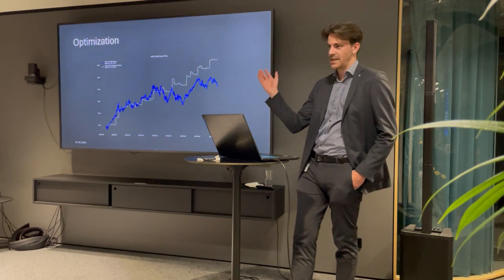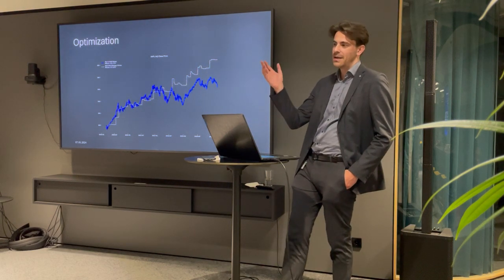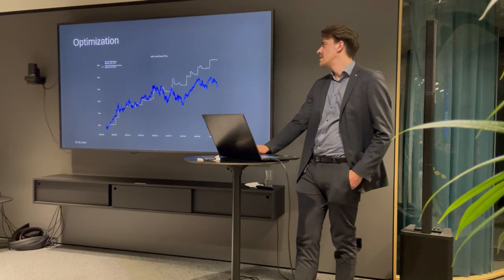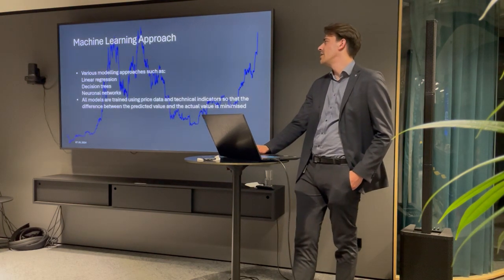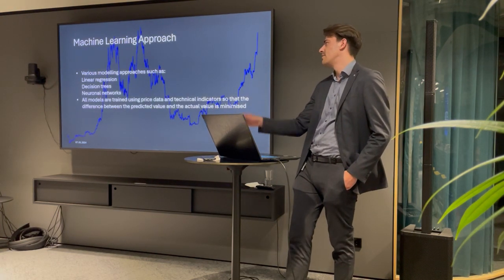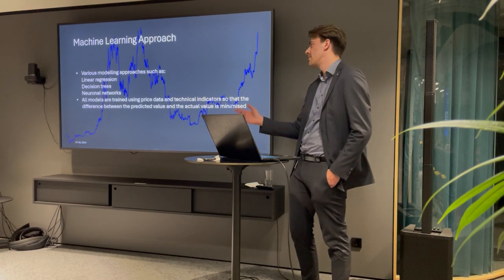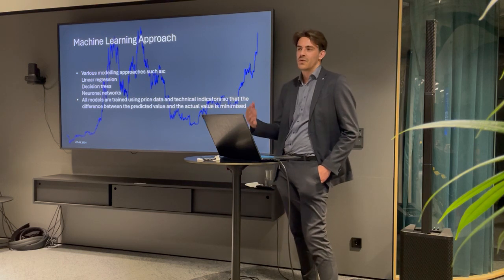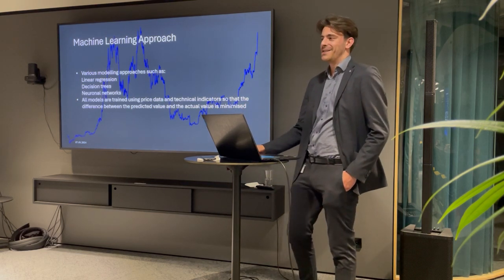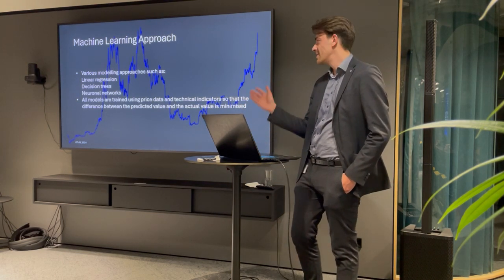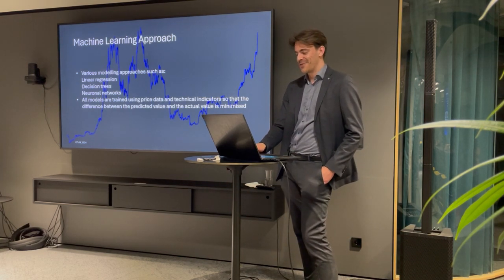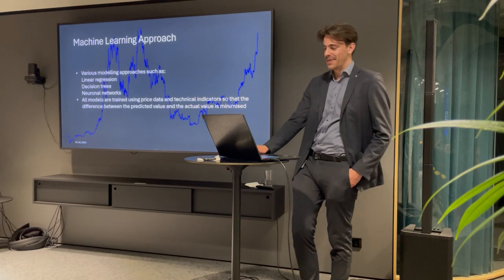This is a static rule, so we are always buying and selling depending on the moving average. And what we can also do is train machine learning models. There are various models which you can use, like linear regression, decision trees, neural networks, but I won't go too deep into them and explain how each of these models works, since this is a little bit out of scope for this speech.